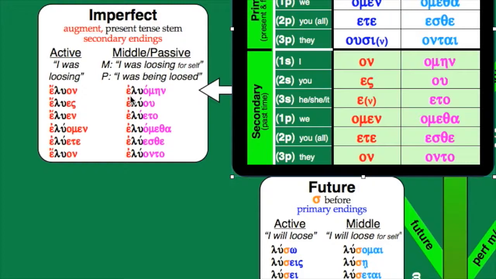I mean, there's just packs too much punch with too little verbiage, but that's Greek for you. It's very, very concise, very clear. Eluamen means I was being loosed. Eluu means you were being loosed. Eluata means he, she, or it was being loosed. Eluamatha means we were being loosed. Eluesta means y'all were being loosed. And eluanta means they were being loosed.